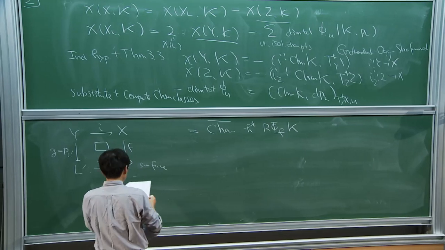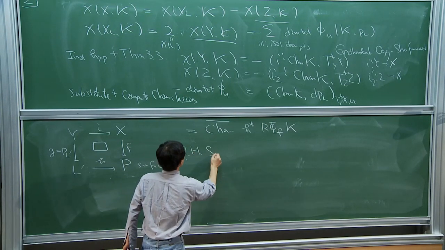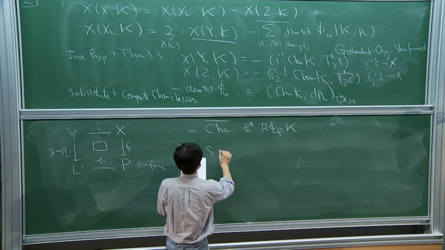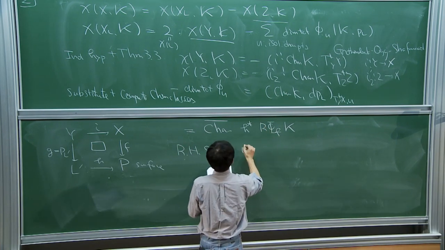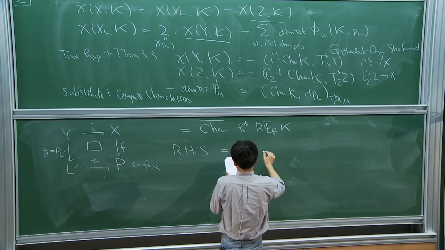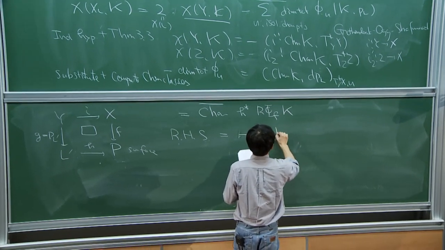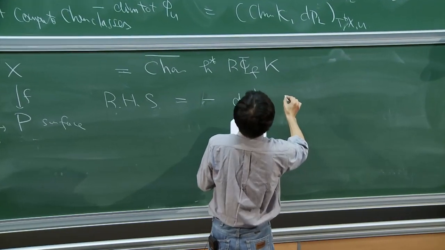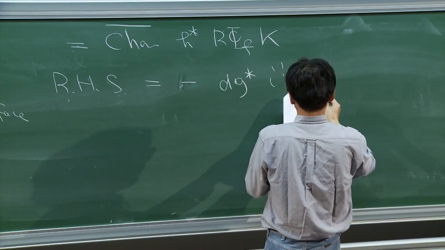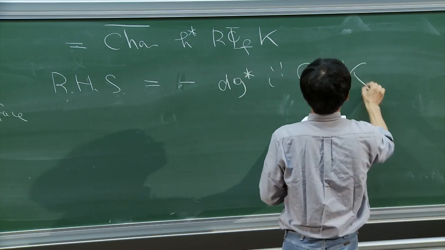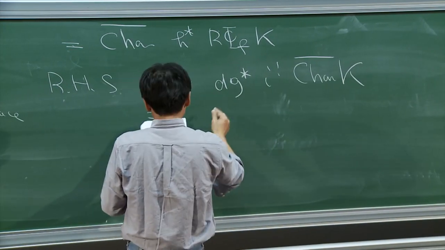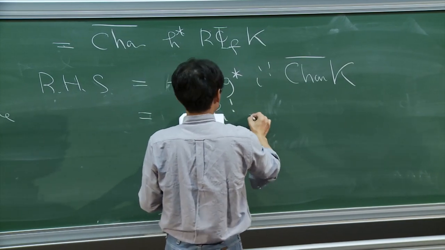Now I go to the right hand side. Similarly, in the same way of writing, we can write it like this. Pull back by dg star of I shrink of, that's the cube. And here the switching is easy, just by intersection theory.